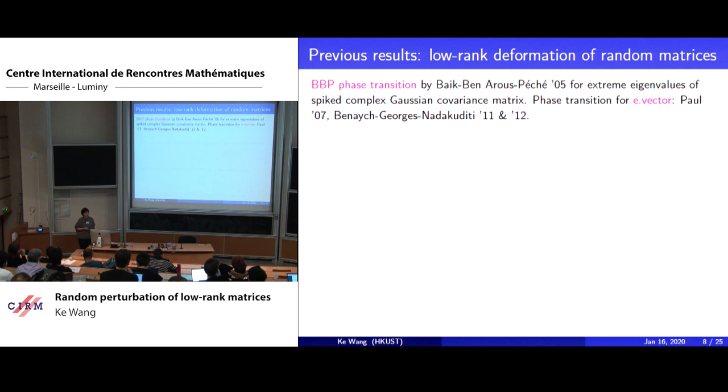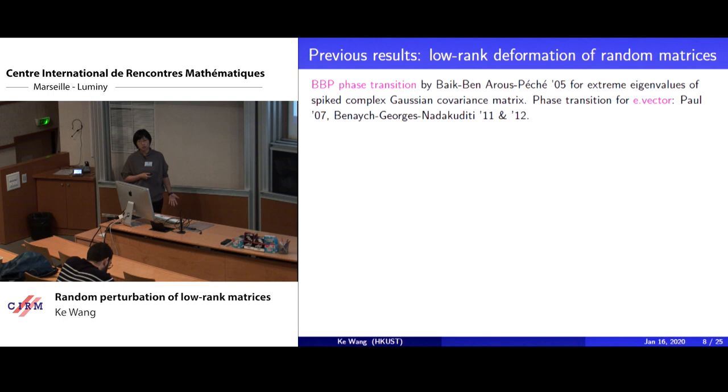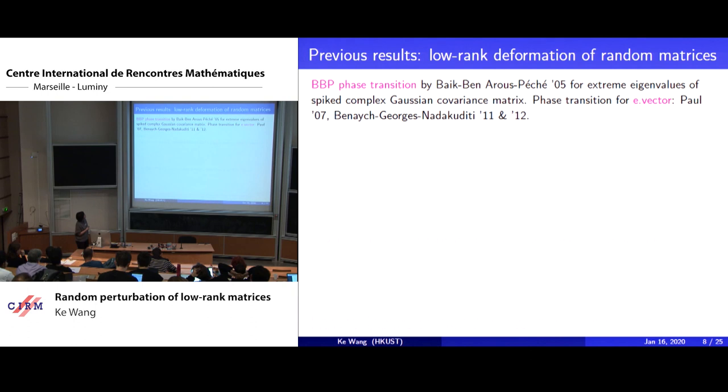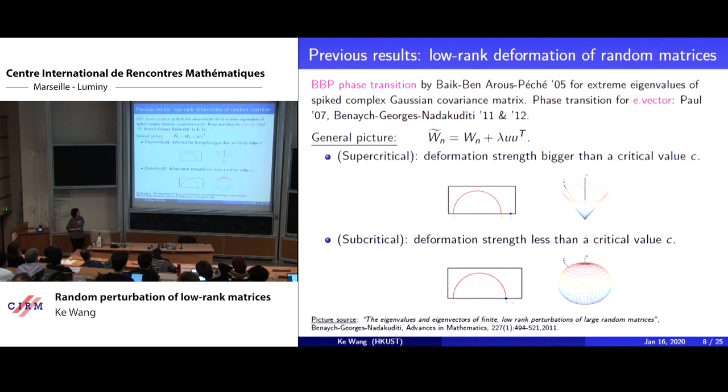And similar phase transition phenomena were also noticed for their eigenvectors. This was first started by Paul and Benaych-Georges and Nadakuditi. So let me describe the general picture for this phase transition of the extreme eigenvalues and eigenvectors. I took these two nice pictures from Benaych-Georges and Nadakuditi's paper. These pictures are generated for their deformed Wigner matrix, so I take that for illustration.